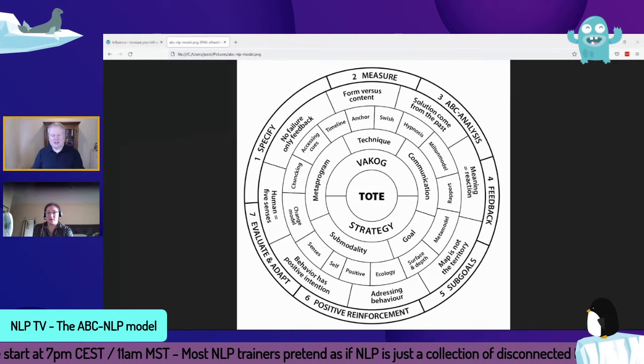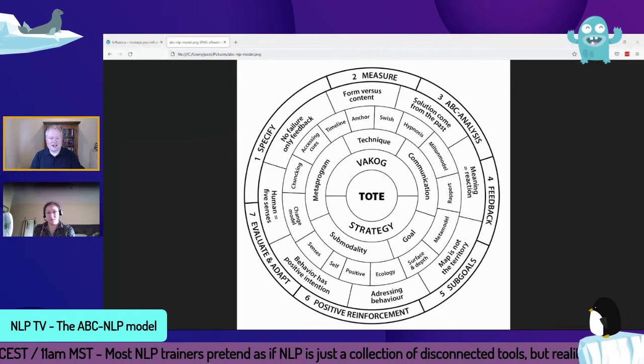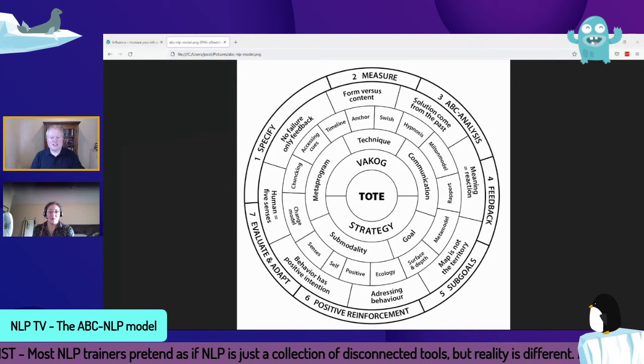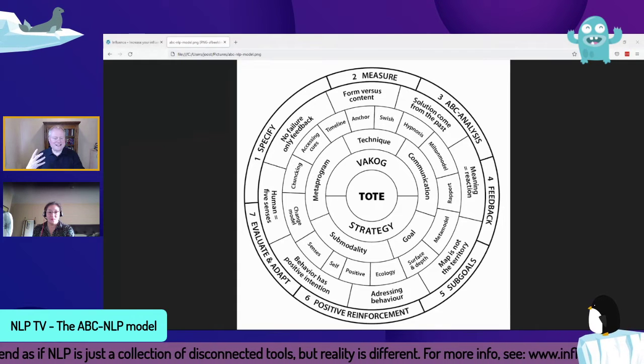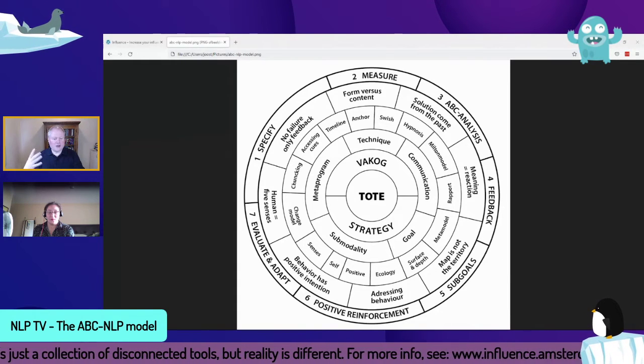Right. So that was the outer ring. The next ring is what we call NLP basic presuppositions. These are actually the kinds of things that you get when you understand all of NLP.